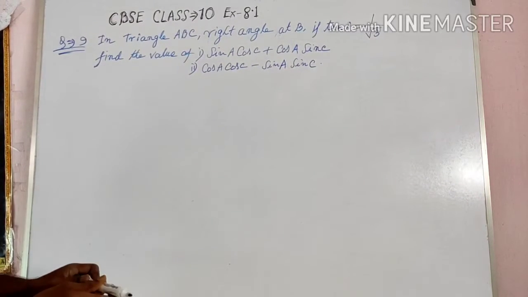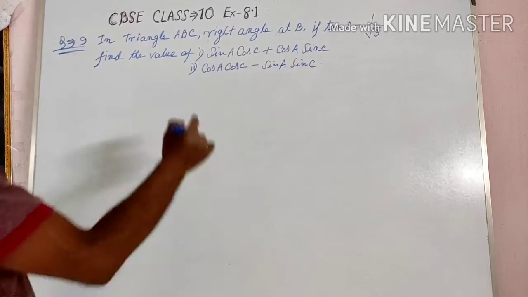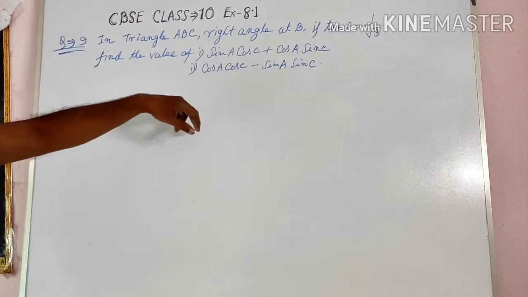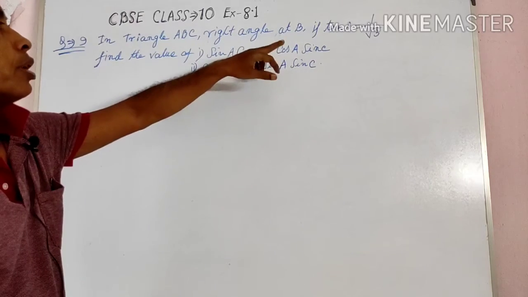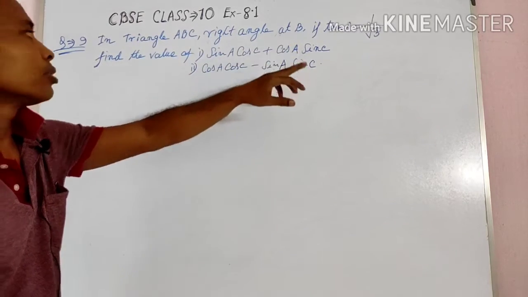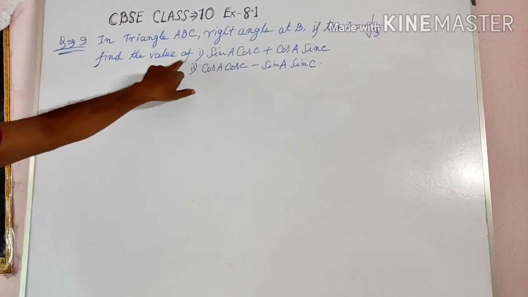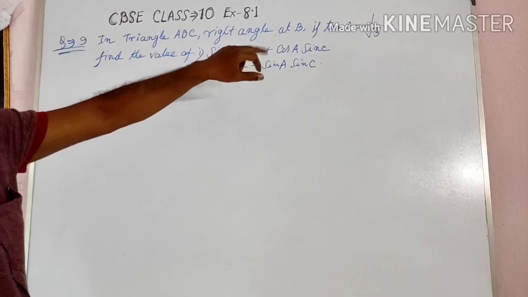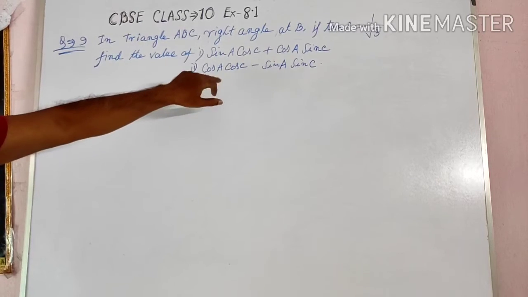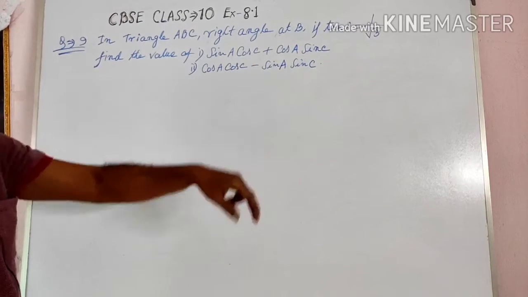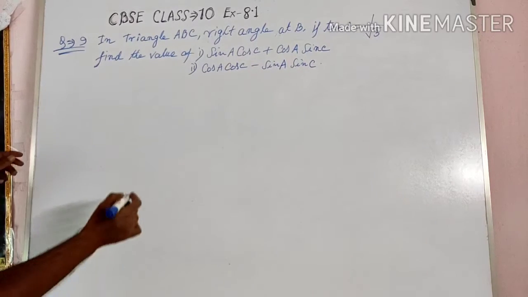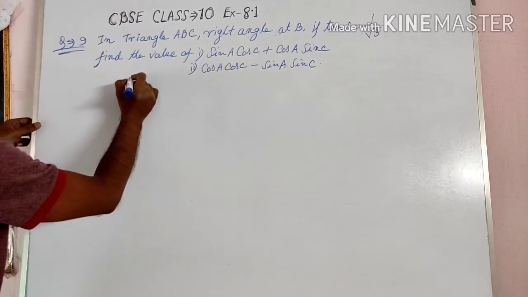CBSE class 10 exercise 8.1 question number 9. In triangle ABC, right angle at B, if tan A is equal to 1 by root 3, find the value of 1) sin A cos C plus cos A sin C, 2) cos A cos C minus sin A sin C. Since it is a trigonometric problem, first we have to draw a right angle triangle.